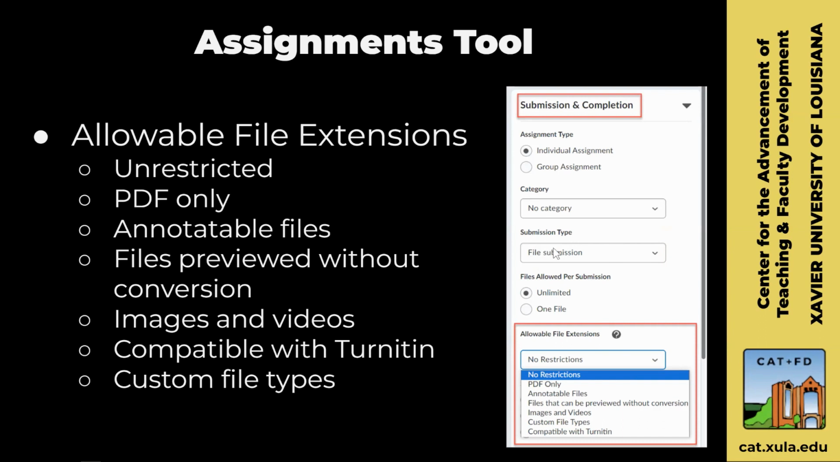Also, when you choose the submission type that it's a file submission, you can indicate what the allowable file extensions are. What type of file is the student going to be able to submit? The default is that there are no restrictions. They can submit any type of file. However, you may want them to only submit certain types of files depending on what you're doing. Some of your options there are that it could be PDF only. If you want the ability to use the annotation tools inside of the assignments tool when you're grading it, then it's best to choose annotatable files only, which would force the student to only submit a file type that you would be able to actually annotate on.